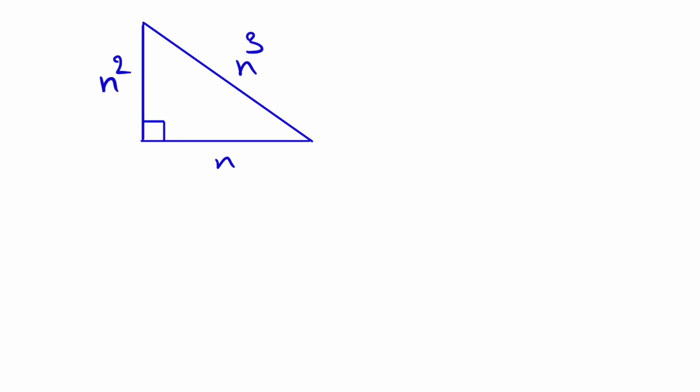Alright guys, welcome back. In today's question, we have this right triangle that has one side of n squared, the base of n, and the hypotenuse is n cubed, and we need to figure out the value of n.